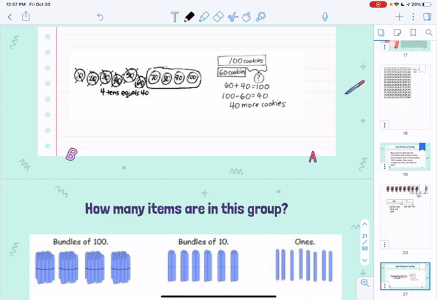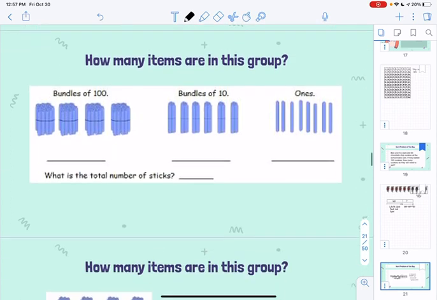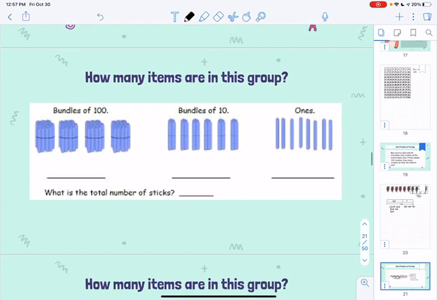And they did kind of the same thing I did here too, except I used a different diagram than they did. All right. How many items are in this group? How many bundles of 100 do I have? Not how much it's worth. How many do I have? I have 4 bundles of 100.